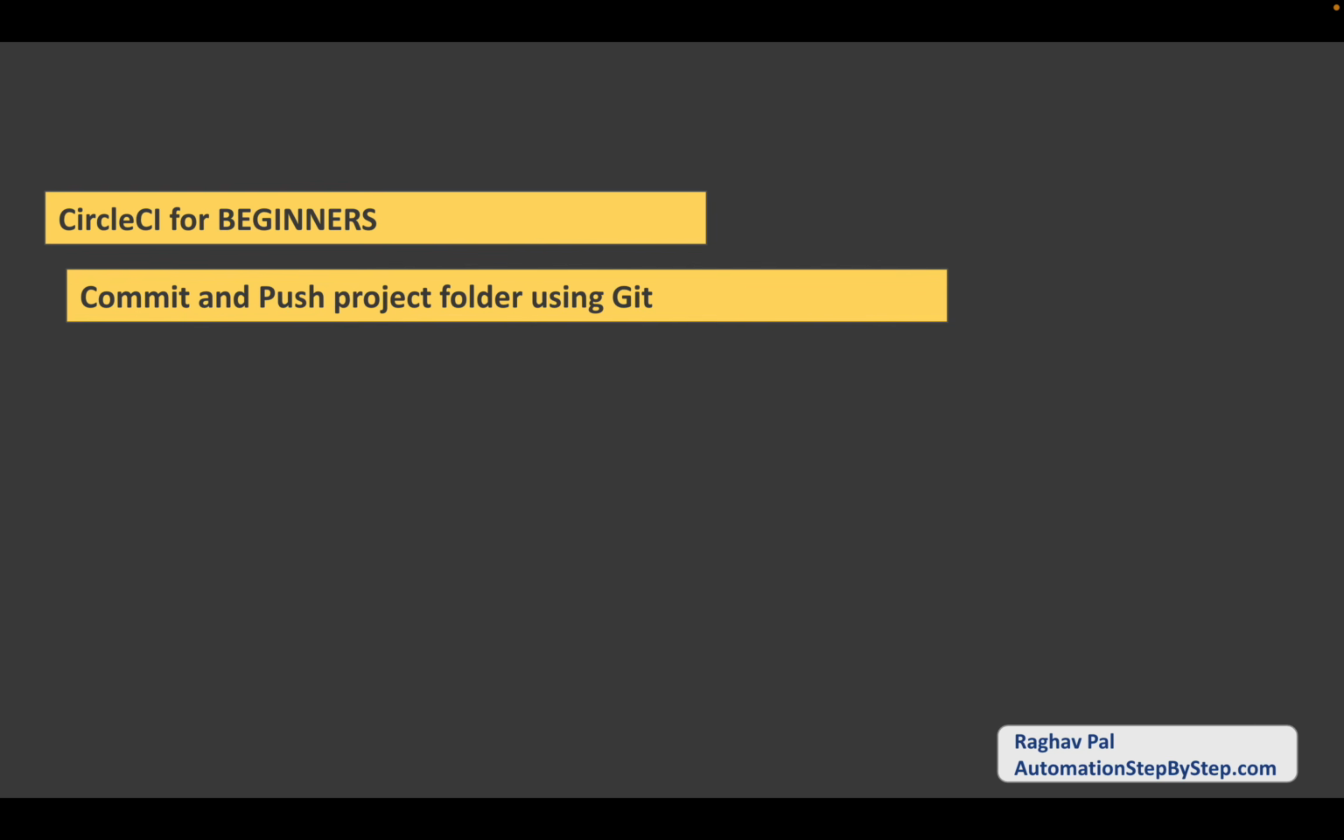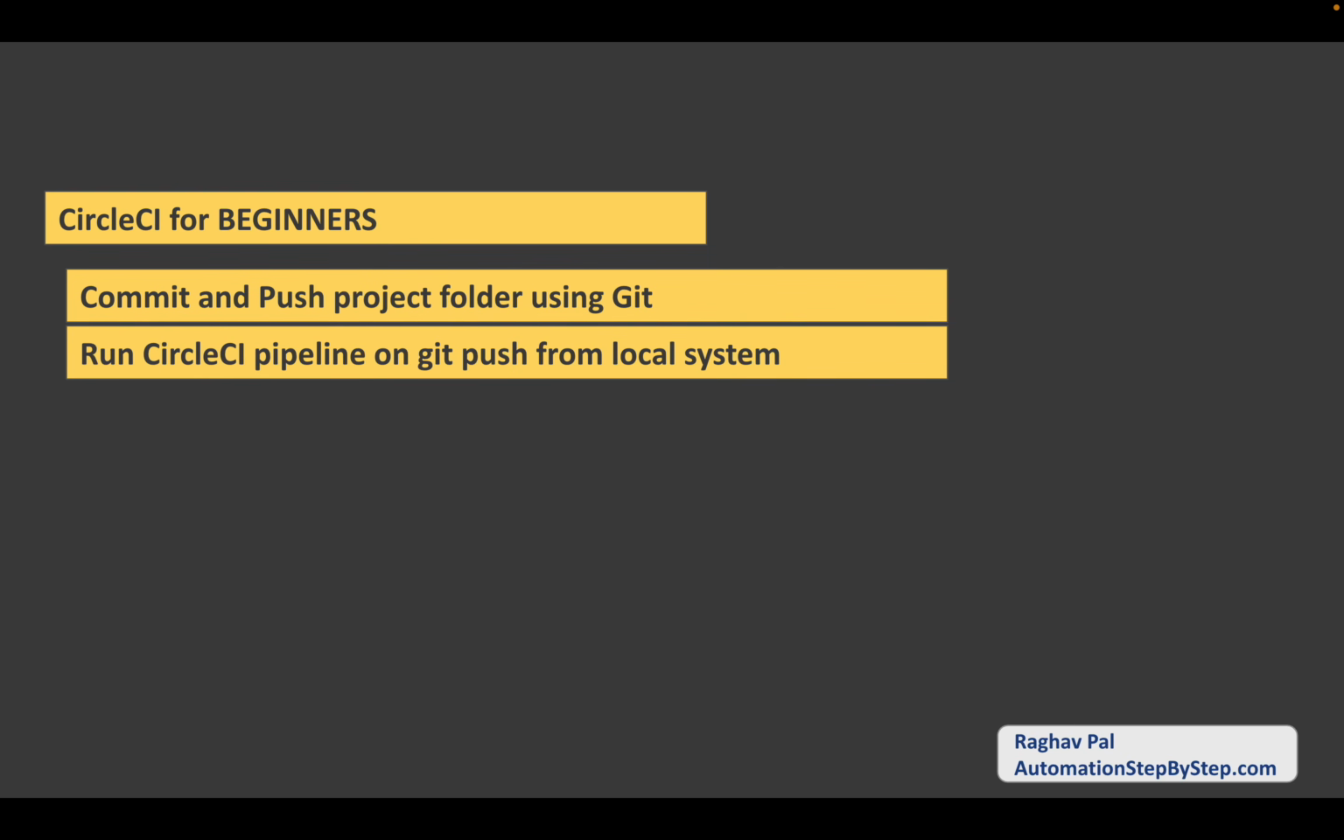We are going to do a demo, and in this demo, we are going to add and install Git on our local system, and then we will commit and push a project folder onto a repository on GitHub, and then we will also connect this repository on CircleCI pipeline so that whenever we make any changes and we push our changes to this repository, it will automatically trigger the pipeline on CircleCI. Okay, so let's see a demo on this.